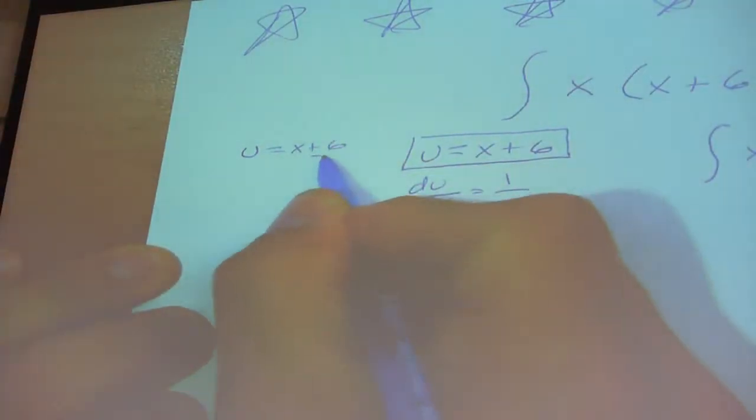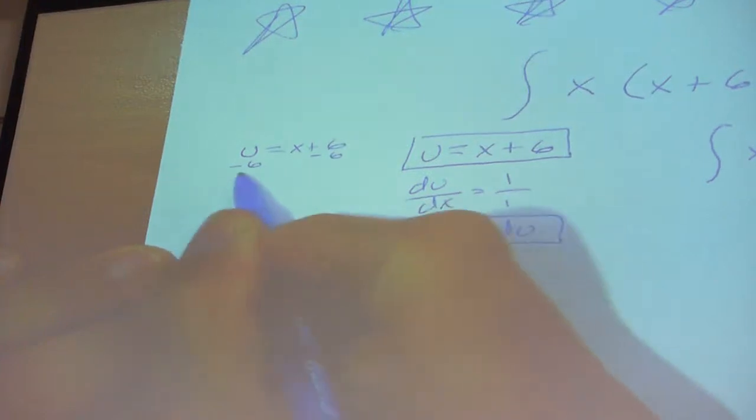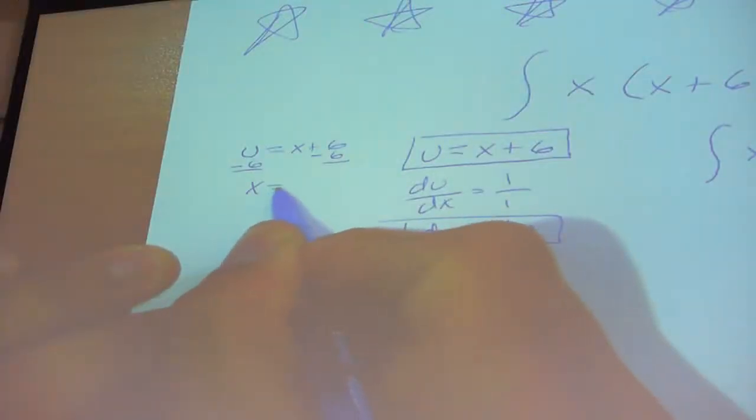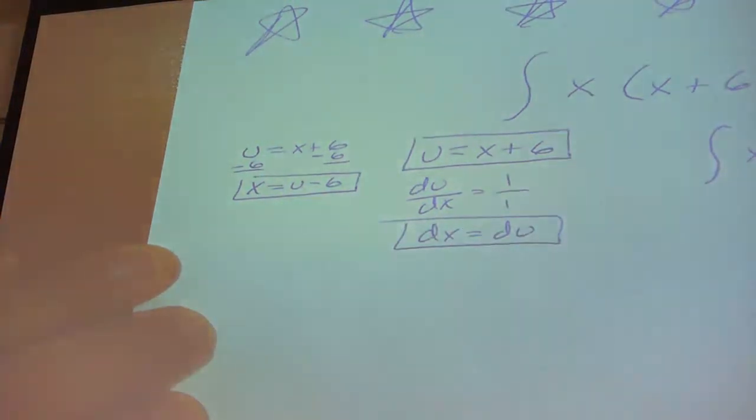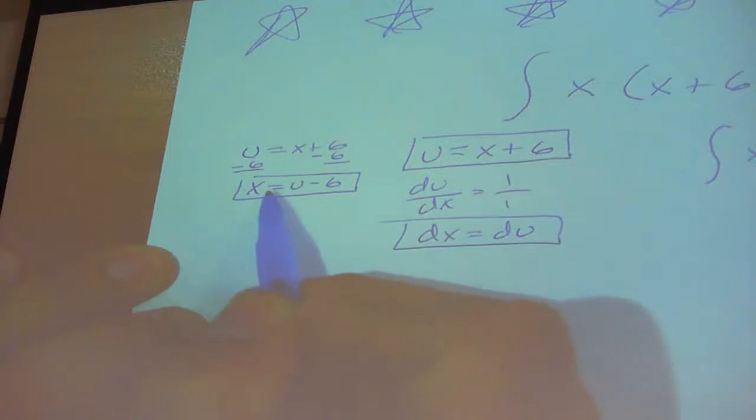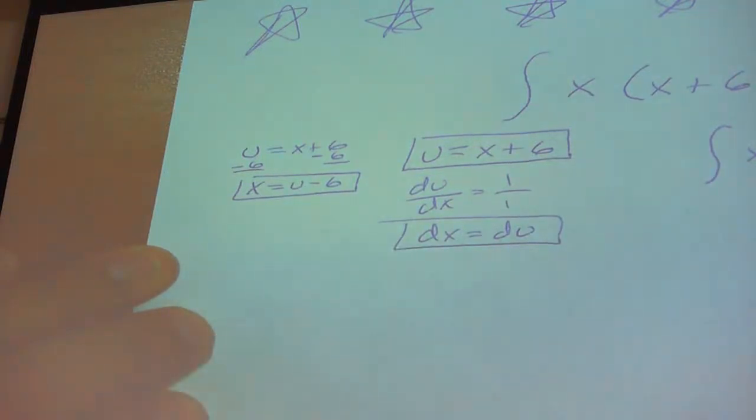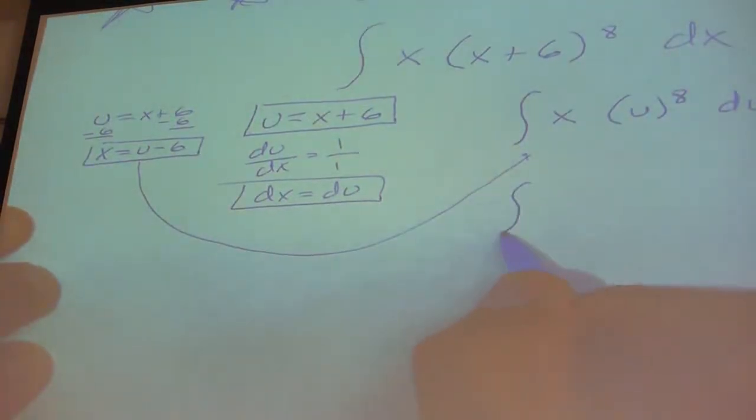Couldn't I subtract 6 and say x equals u minus 6? Couldn't I easily just move that over and say x equals u minus 6? And your question would be, why would I do that? Well, x equals u minus 6, so I can take that and plug it in for x. So I'm going to have the integral of u minus 6, times u to the 8, du.